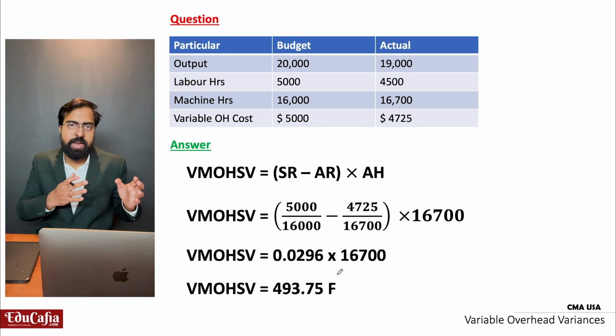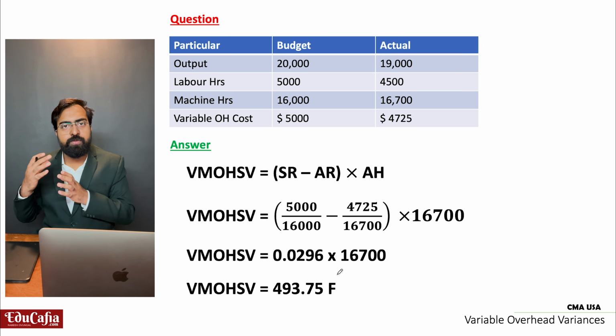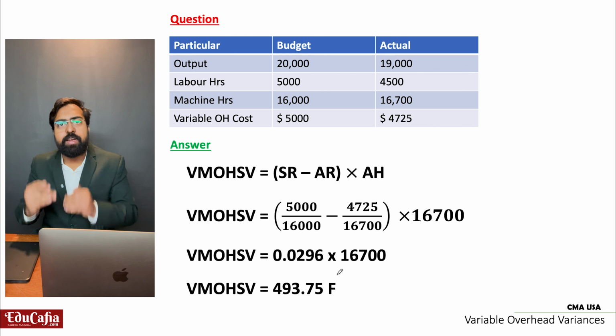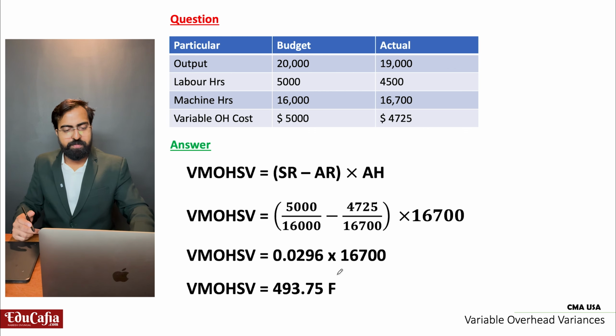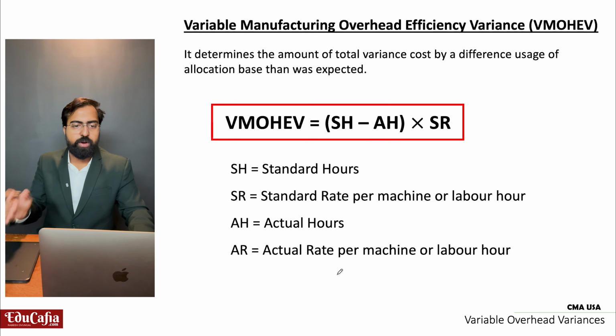Here spending variance is also favorable. How much we actually spent is less when compared to the standard. That's why it is favorable. You got it? Next one.